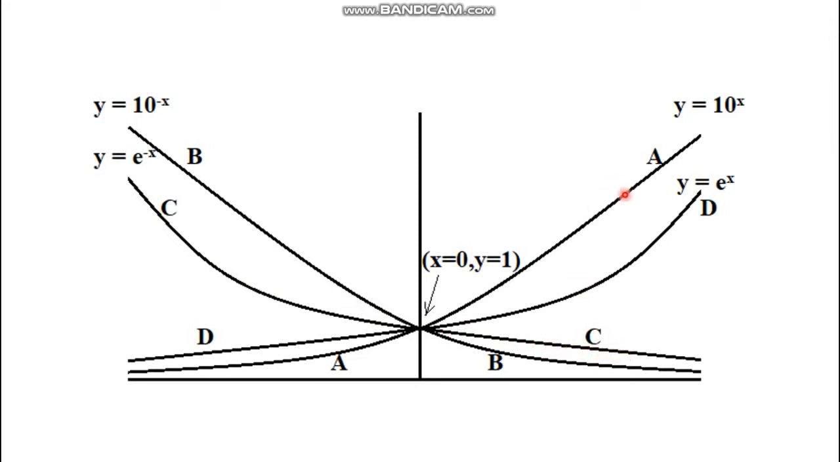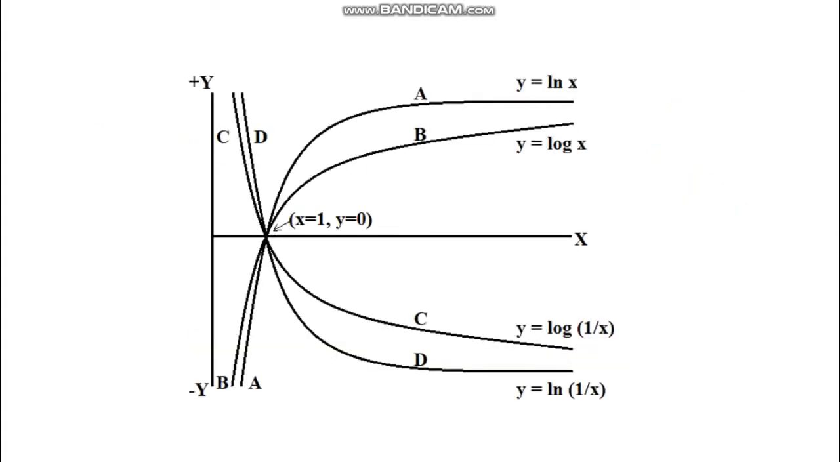So here, in the first quadrant, A, 10 to the power x, is above the D line, that means 10 to the power x is above the e to the power x line. In the second quadrant, their positions have been reversed, that means A becomes below D, okay, A exists below D. Here also, the B curve is y equals 10 to the power minus x. Here it is below the C curve in the first quadrant, whereas it is above the C curve in the second quadrant. Okay, so this is the exponential graphical presentation.